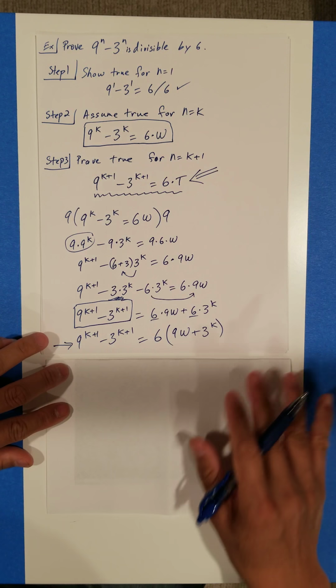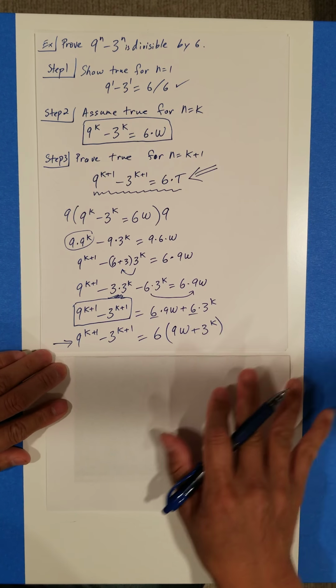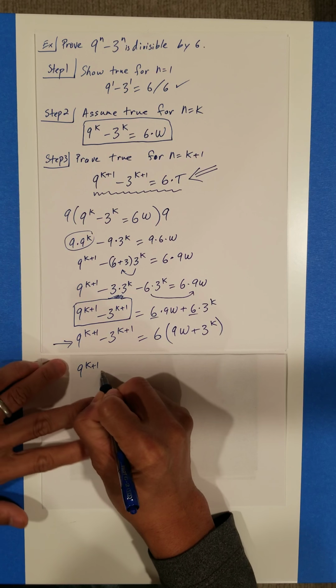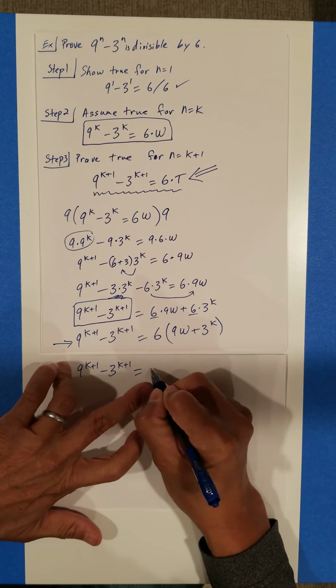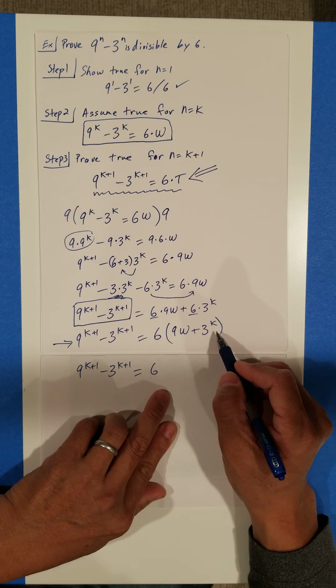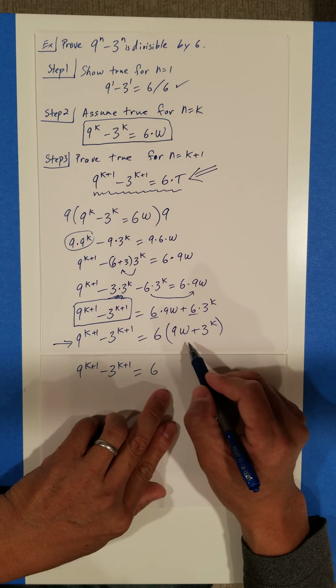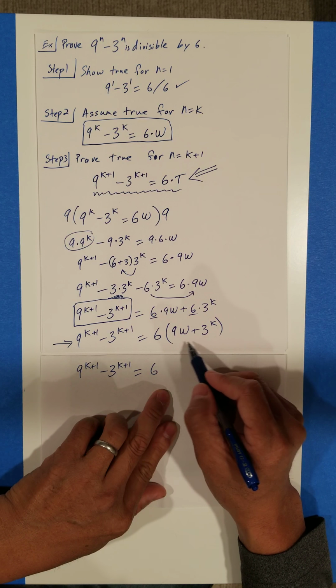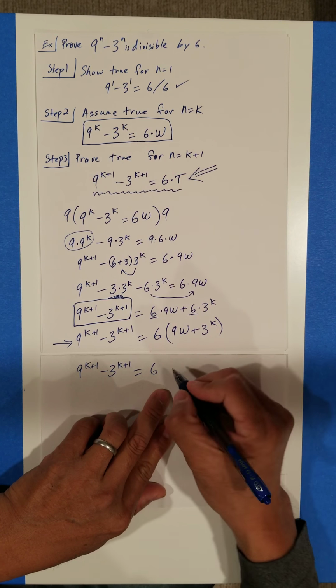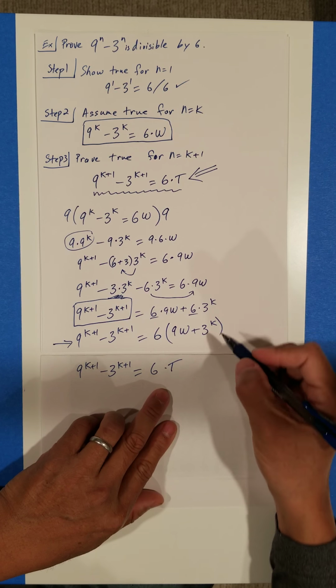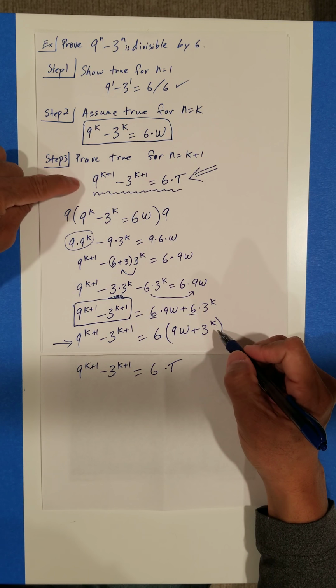Well, if you think about it, it's going to be some random number, right? So 9 to the k plus 1 minus 3 to the k plus 1 equals 6 times. Now, what is 9w plus 3 to the k? It's just a number, right? A random number. So let's call this random number something else. It can easily be t. There it is. Okay? So that's what we're trying to prove.